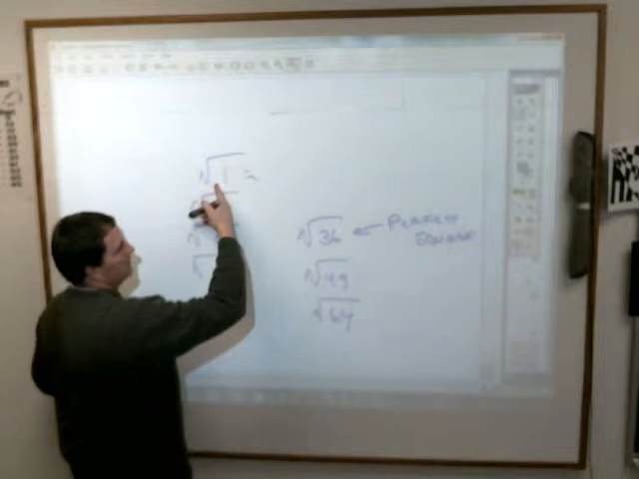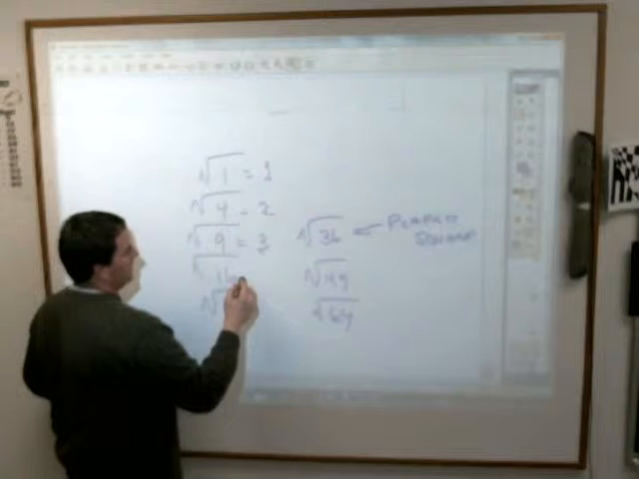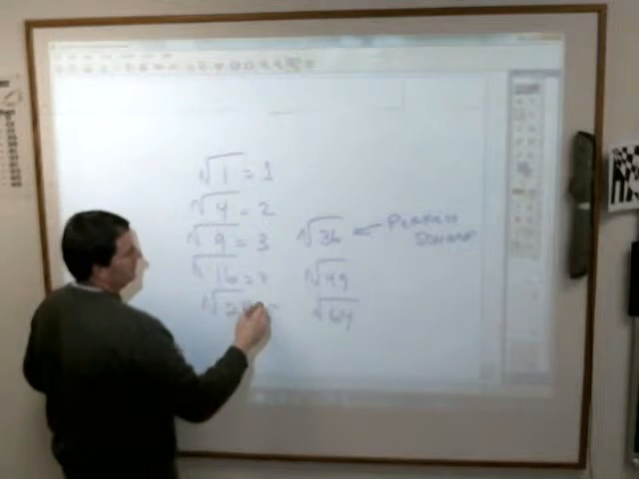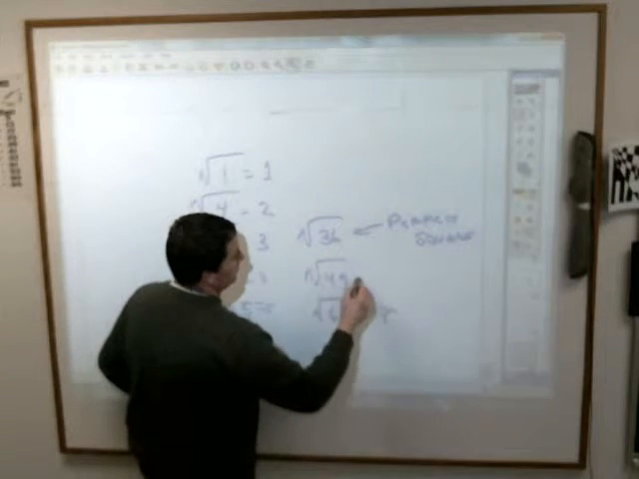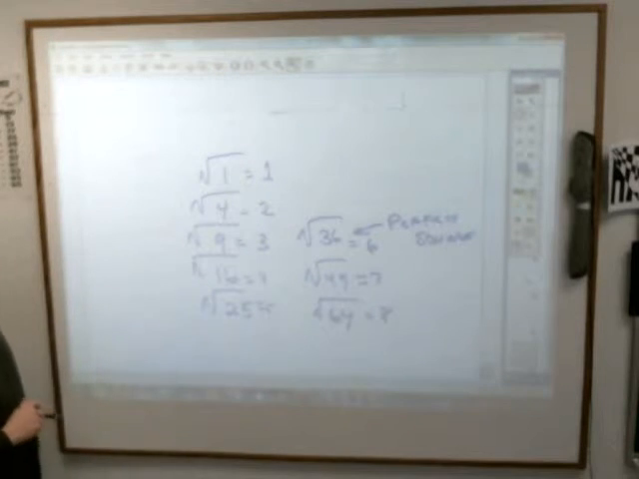What times what gives you 1? What times what gives you 4? What times what gives you 9? These are all perfect squares because they work out nicely to nice even numbers. But in the real world, most of them won't. You can get close to the answer, but you'll never get exactly the answer per se. Mia?